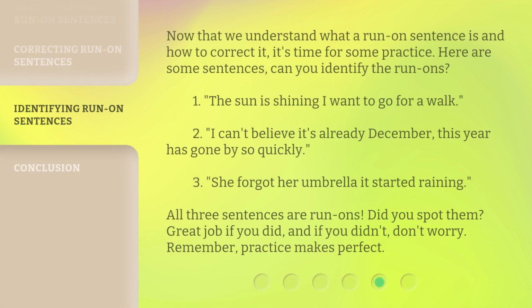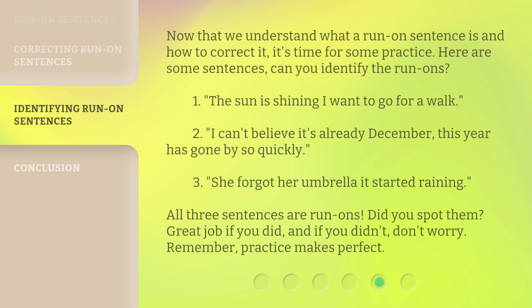Now that we understand what a run-on sentence is and how to correct it, it's time for some practice. Here are some sentences. Can you identify the run-ons? 1. The sun is shining, I want to go for a walk. 2. I can't believe it's already December, this year has gone by so quickly. 3. She forgot her umbrella, it started raining. All three sentences are run-ons.